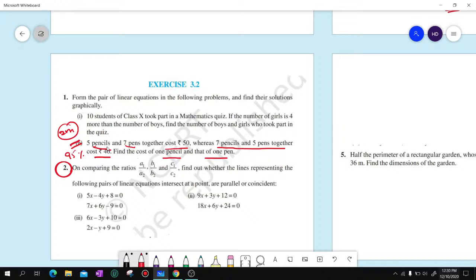For the second question, you have to find a1 by a2, b1 by b2 and c1 by c2, and tell the nature of the lines, whether they are intersecting, coincident or parallel. This question is for 1 mark. You just find the ratios a1/a2, b1/b2, c1/c2 and tell the nature: intersecting, parallel, like that.